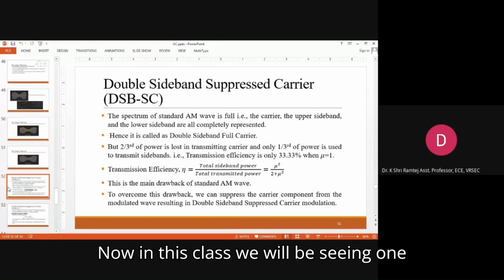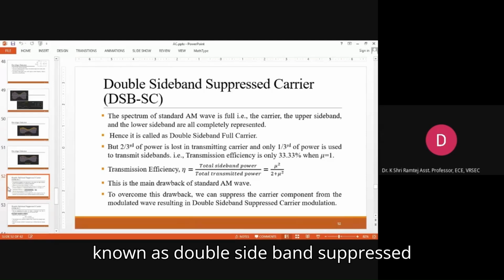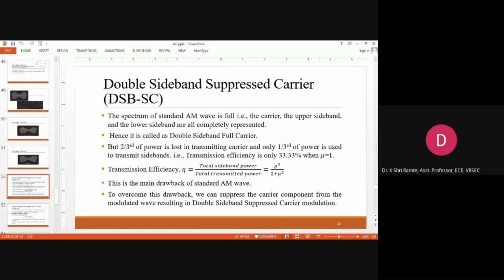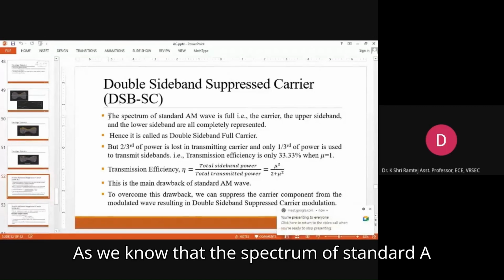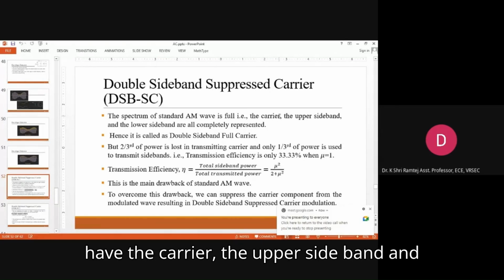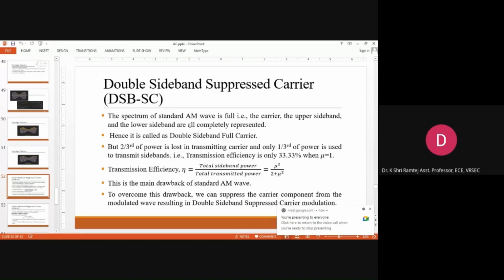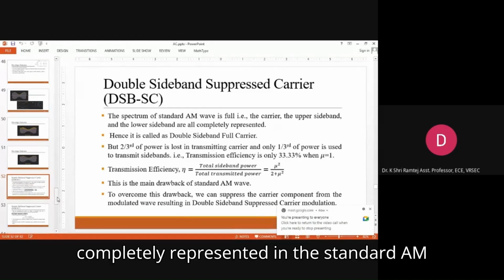Now in this class we will be seeing one type of amplitude modulation which is known as double sideband suppressed carrier. As we know that the spectrum of standard AM wave is full, that is, we will have the carrier, the upper sideband and lower sideband. So all these are completely represented in the standard AM wave.